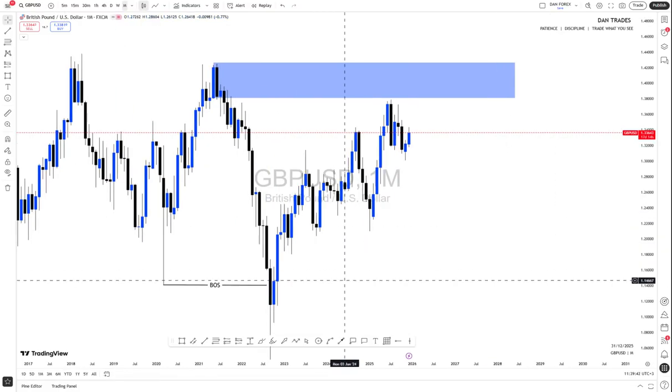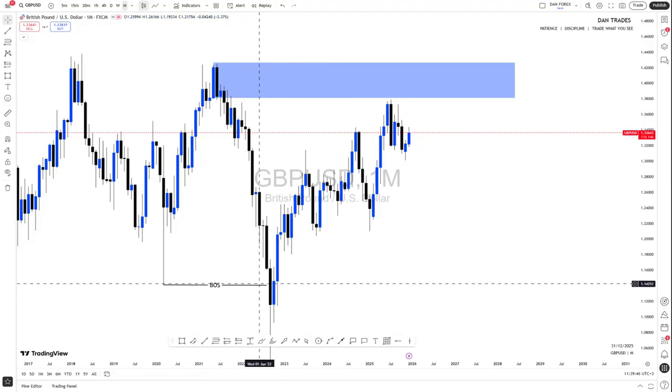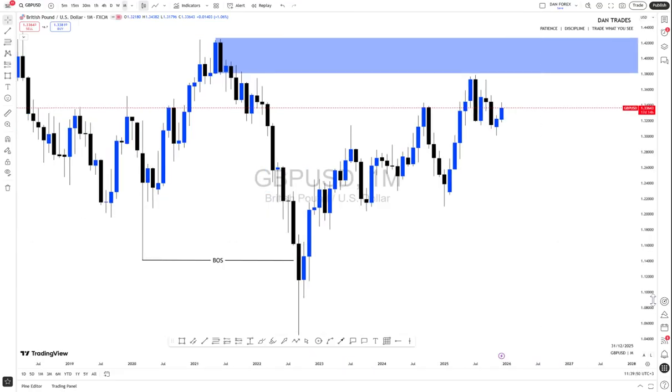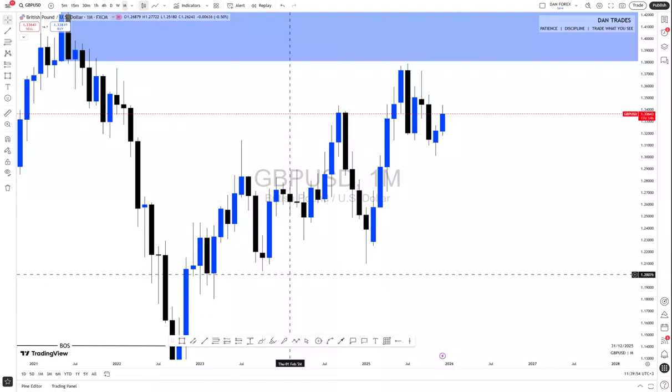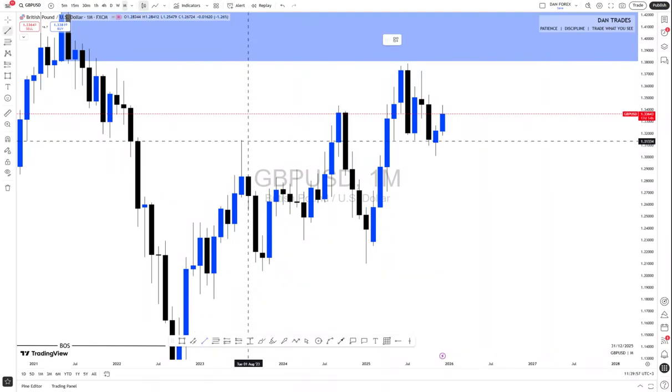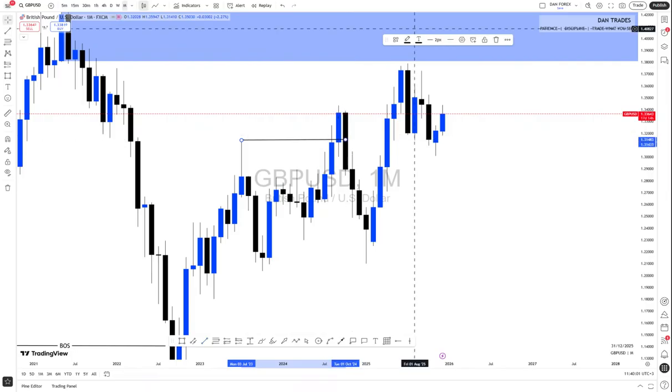Right, so this is the pullback for the supply zone, right? Because the supply zone has caused what? This breakout structure. Right, now let's look at this pullback which has been hunting that supply zone. Now on that pullback, externally we can see that we have that breakout structure.